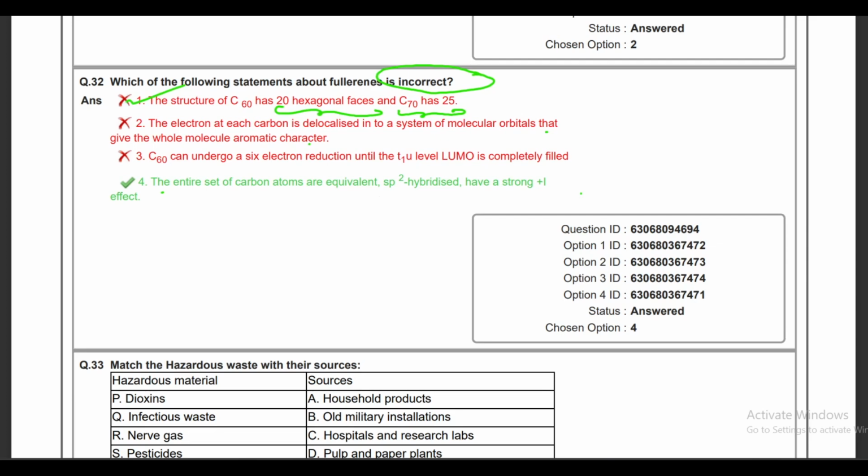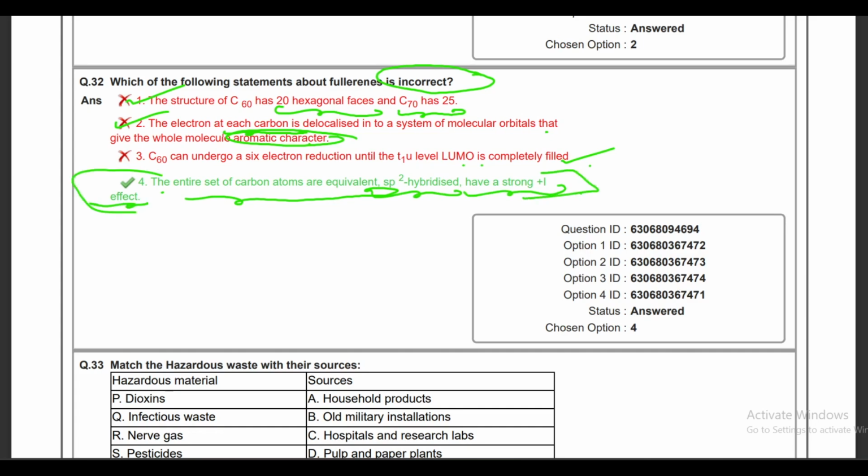Second is, the electron at each carbon is delocalized into the system of molecular orbitals that give the whole molecule aromatic character. So this statement is also correct. Third is, C60 can undergo a 6 electron reduction until the T1u level, the lowest unoccupied molecular orbital, is completely filled. This statement is also correct. The fourth statement is, the entire set of carbon atoms are equivalent, sp2 hybridized, and have a strong plus I effect. This statement is incorrect and is your correct answer, out of the 4 options.